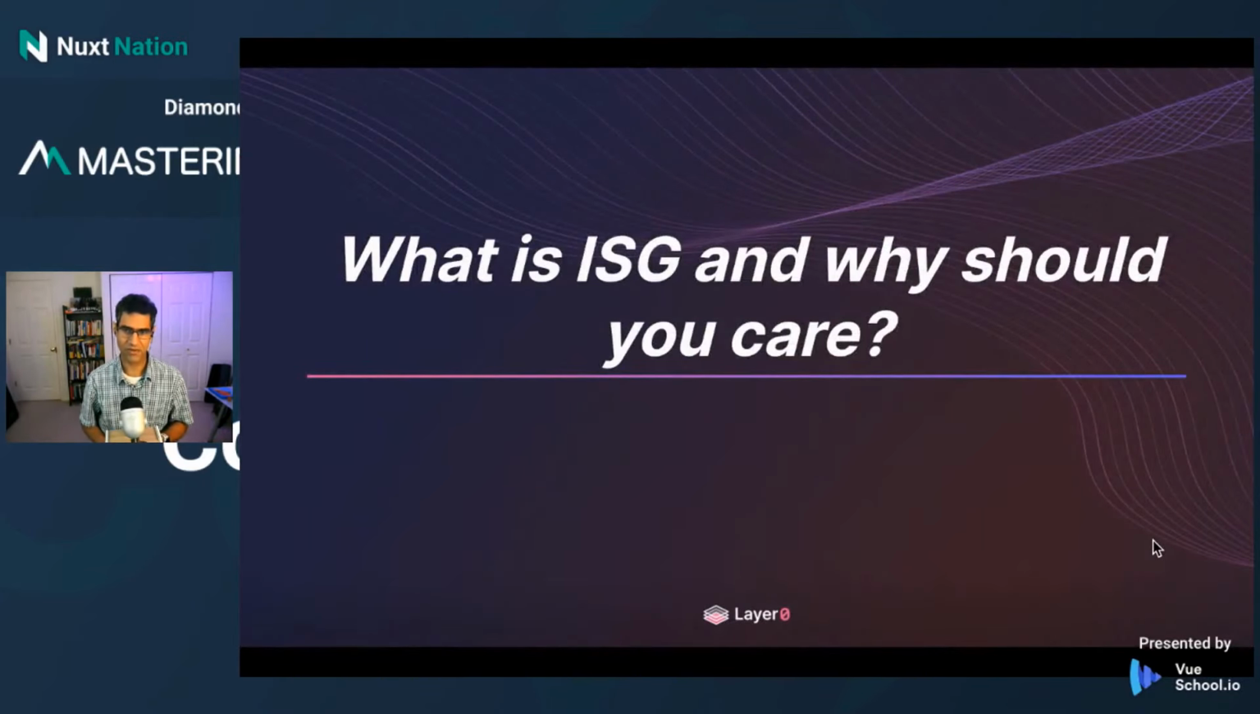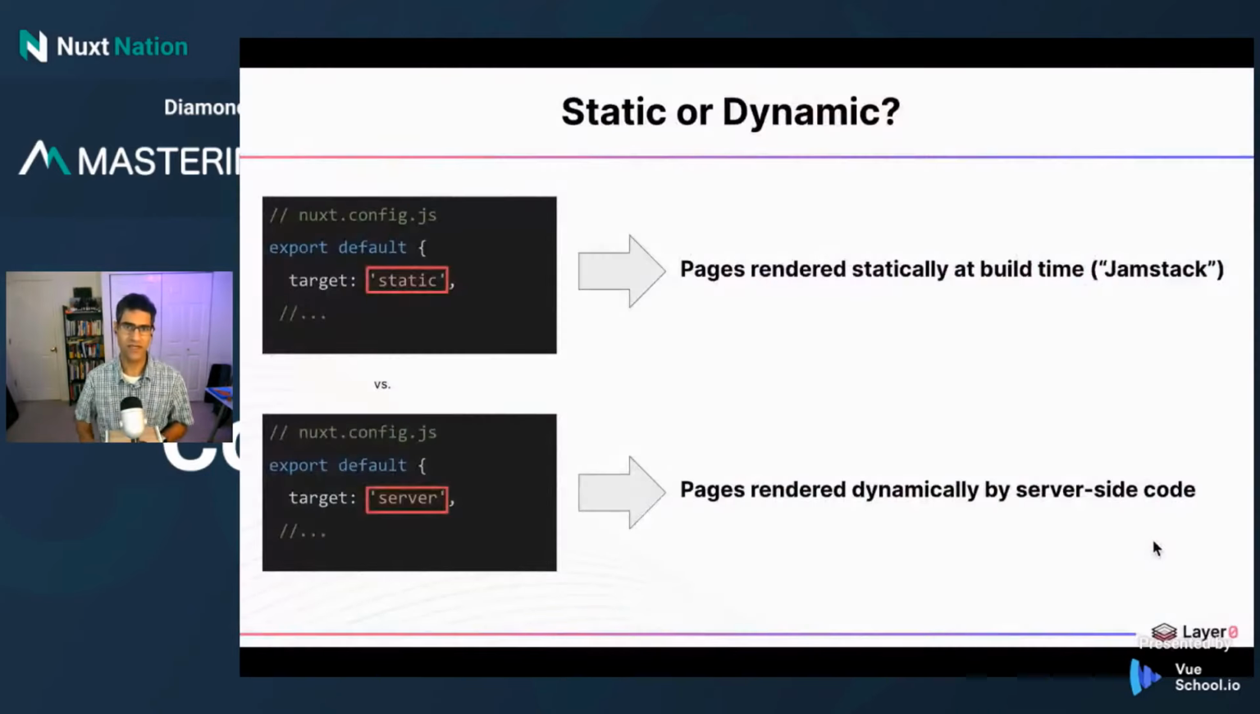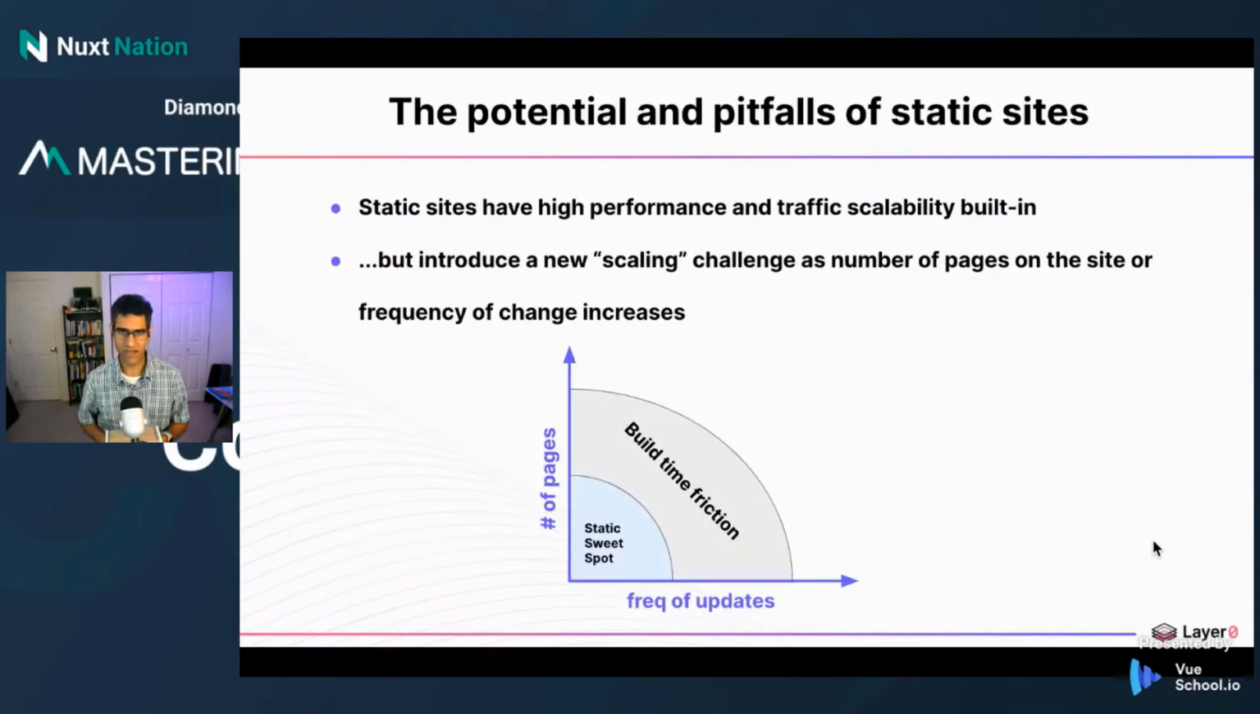Okay, so let's talk about what ISG is and why you should care about it. It really all starts when you're setting up your Nuxt project, and you have to make this decision in your config about, are you going to set the target to be static? So those pages are rendered statically at build time. This is sometimes called Jamstack. Or are they going to be rendered dynamically by server-side code? And this is when you set the target to server. And there's a bit of a trade-off here.